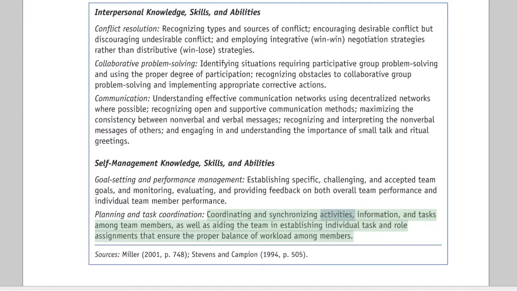Coordinating and synchronizing activities, information, and tasks among team members, as well as aiding the team in establishing individual task and role assignments that ensure the proper balance of workload among members. Sources: Miller, 2001, page 748, Stevens and Campion, 1994, page 505.